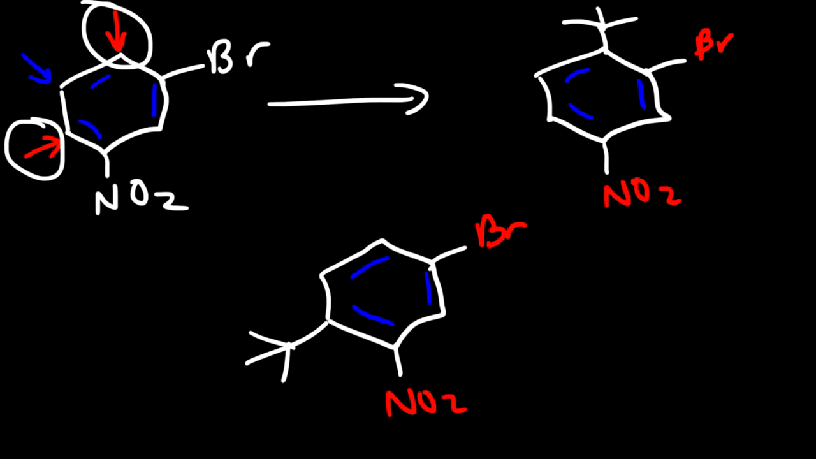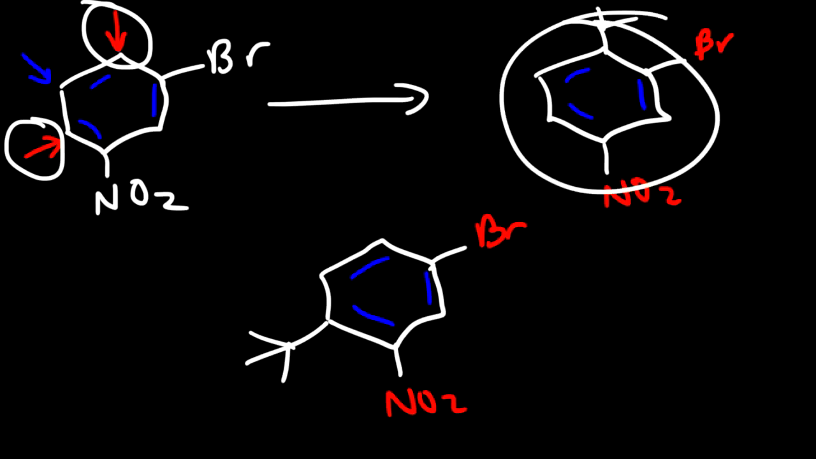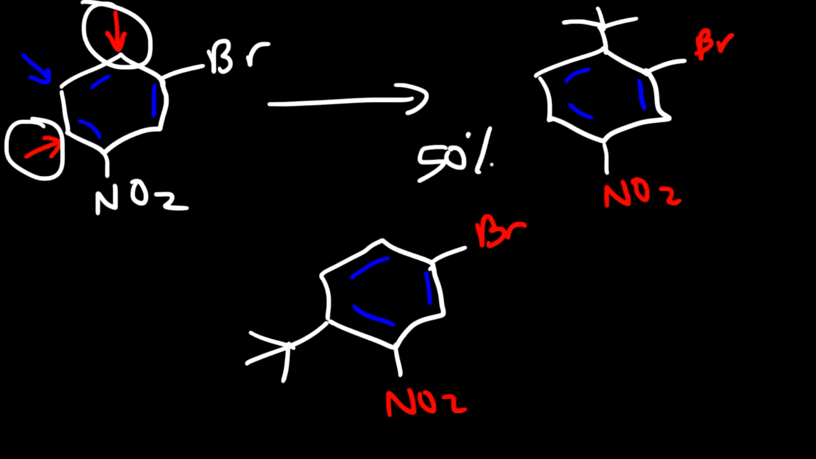Now, let's assume that these two products are equal. So the product that we want, we would get it in a 50% yield, which is not bad. But let's see if there's a way in which we can get a better yield than 50%. So if you chose to put NO2 first, then Br, and then the tert-butyl group, you would not be wrong. You would get the product that you want, but it may not be in the best yield.